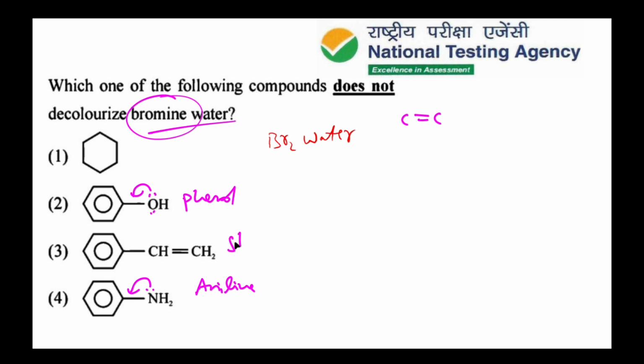Then further, this is the styrene molecule. In the styrene molecule, carbon-carbon double bonds are available, so the bromine molecule will attack these double bonds, and decolorization takes place in styrene also. But in cyclohexane, there is no unsaturation, and there is no activated aromatic ring. That's why cyclohexane does not decolorize bromine water. So the first option is the correct representation.